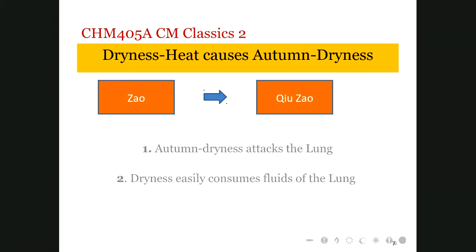Dry heat causes autumn dryness illness in Wenbing, and autumn dryness is quite common in the autumn season. The lung is a specific organ that dominates qi in autumn, so it is very easily affected. Also, the lung prefers a warm and moist environment. If it is so dry, lung functions will be affected.